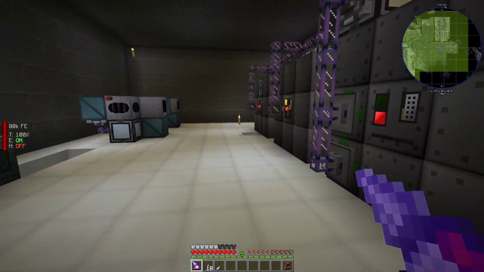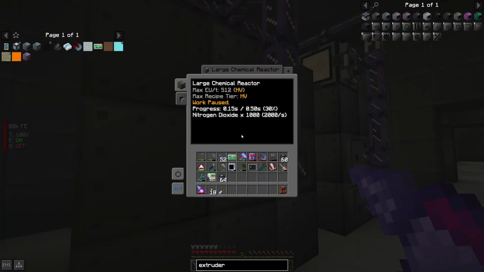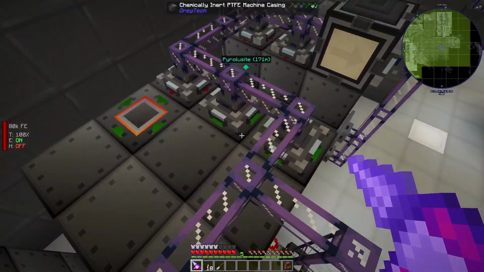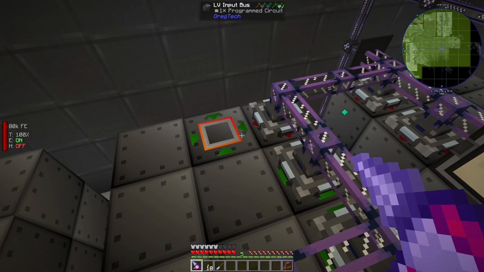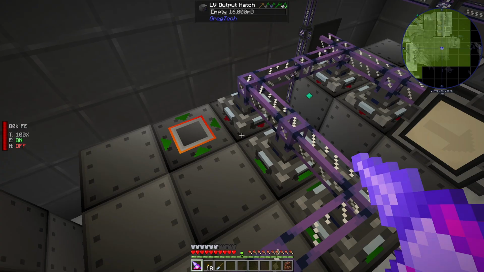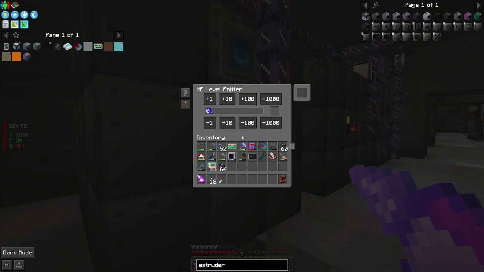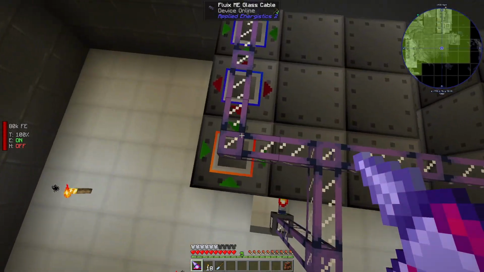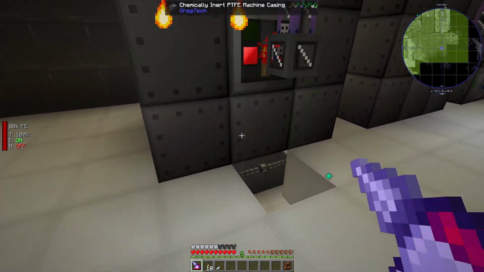So in my off time, I did add a couple more LCRs here. We have one here that's making nitrogen dioxide, which is made in the LCR with nitrogen and oxygen. So that will be making stuff for us as we need it. And then over here, I don't think I've set this one up yet, but what did I intend for this to be? Probably for the nitrobenzene.